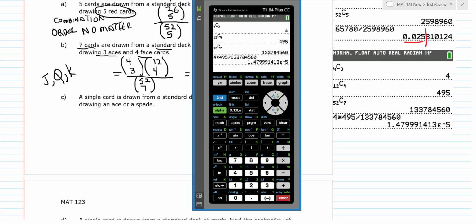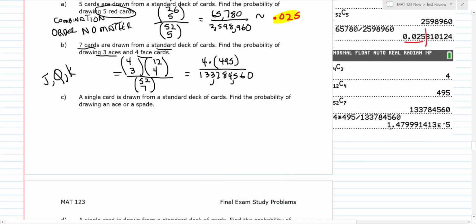Again, you can move the decimal back 1, 2, 3, 4, 5 places to get 0.000015, a super low probability. So that's how you do that. Three cards are chosen from the 4 aces in the deck, and the other 4 are chosen from the face cards. So that's how that one gets put together.